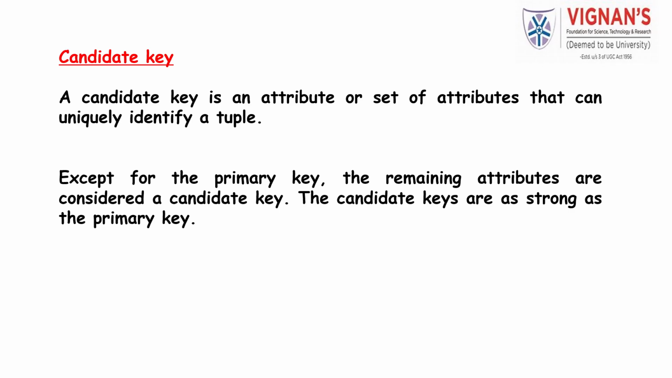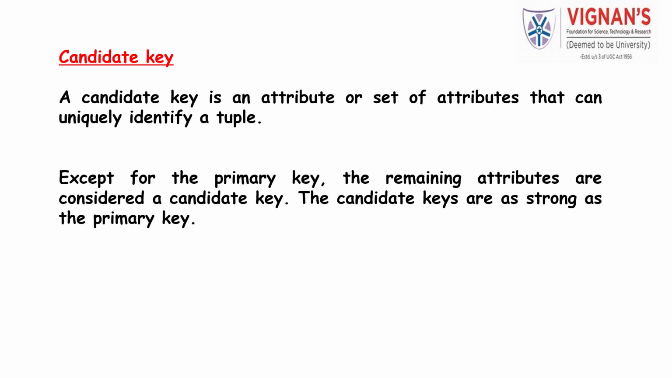From these candidate keys, only one is selected as the primary key, and the remaining are called alternate keys. This means all candidate keys are strong and unique like the primary key, but only one is chosen as the main identifier. For example, in an employee table, attributes like employee_ID, passport_number, and SSN can all uniquely identify an employee. So, all these are candidate keys. But if we select employee_ID as the primary key, then passport_number and SSN become alternate keys.